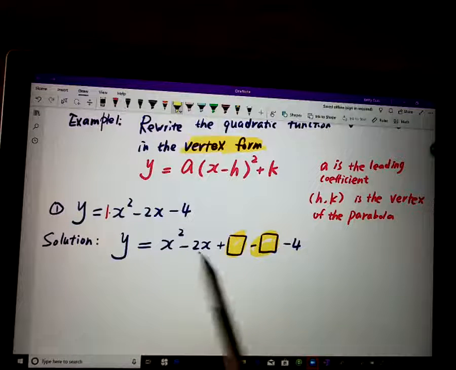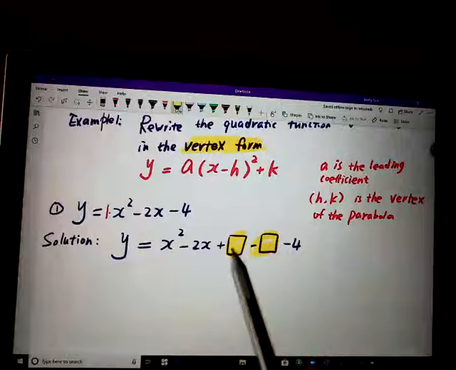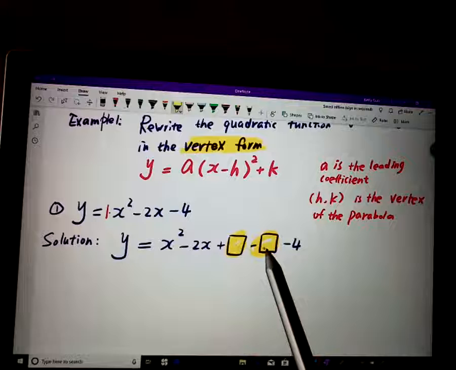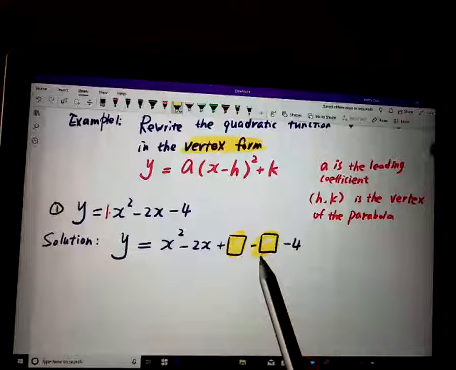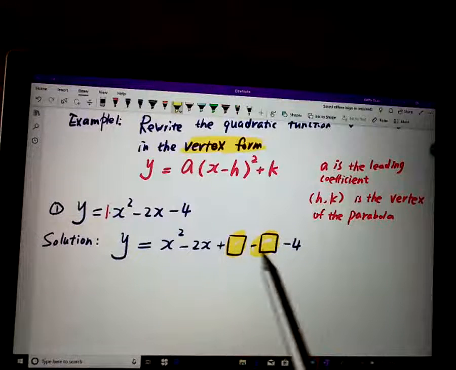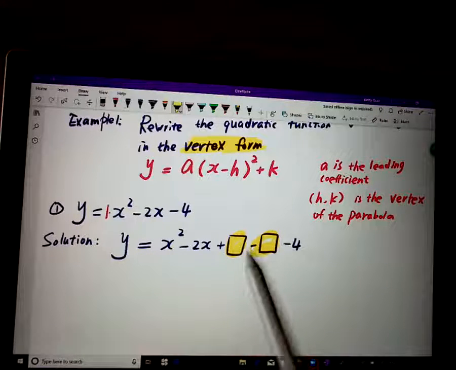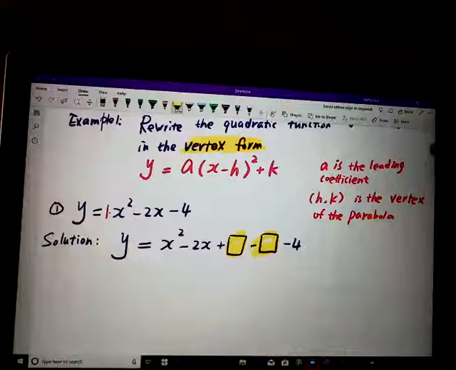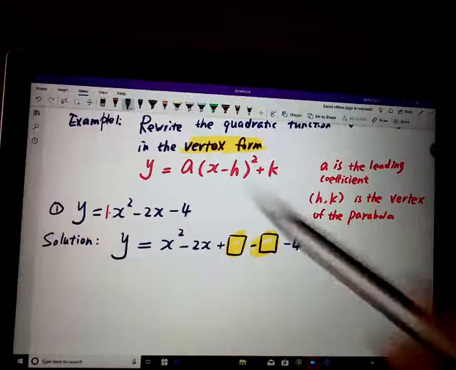Between -2x and -4, I'm going to add a number and then subtract the same number. We are changing the looks, the form of the function. We are not changing the function in itself. So we're going to add a number here and then subtract a number here. The two numbers must be the same to keep the function unchanged.